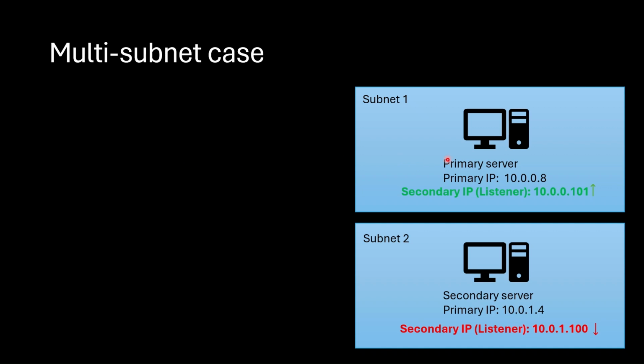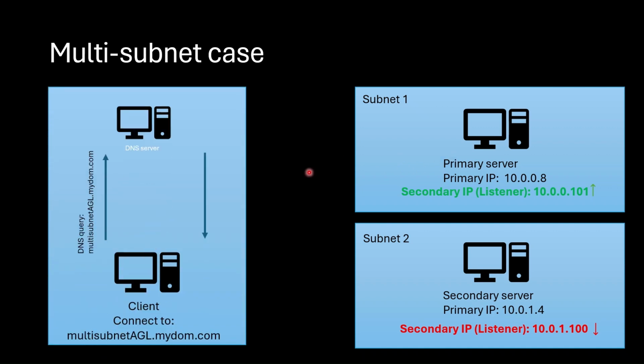Let's see how clients make a connection in this case. When the client makes a request to the listener, in the same way, it first queries the DNS server for the listener domain name. In this case, the DNS response depends on a setting called RegisterAllProvidersIP. If this setting equals zero, only the primary server's IP is registered for this listener DNS name, and the DNS response contains only one IP. If this setting equals one, both secondary and primary IPs are registered for the DNS name.